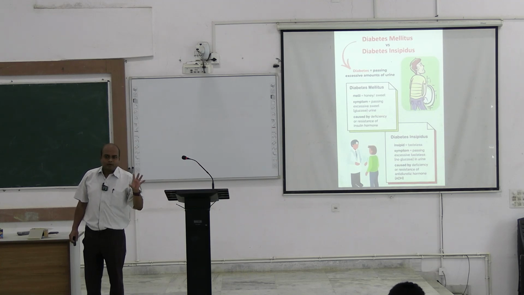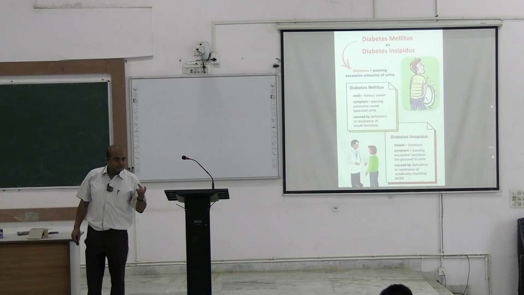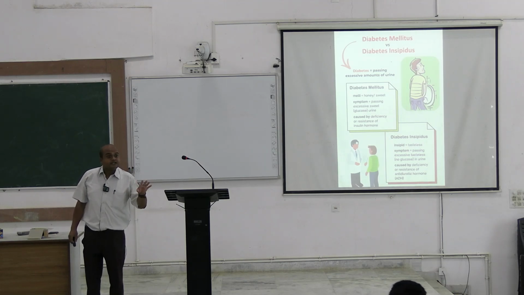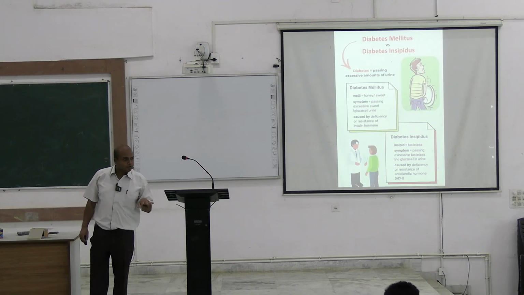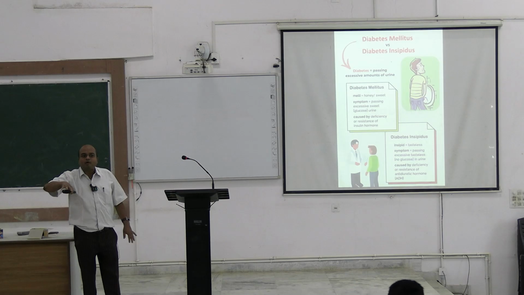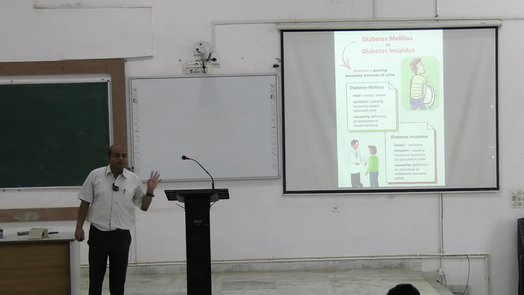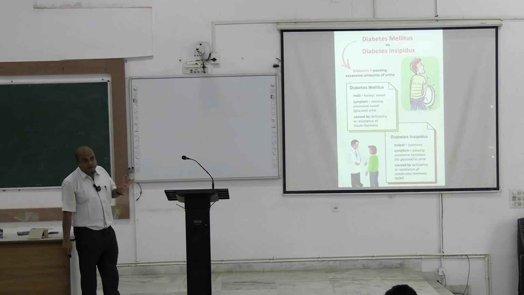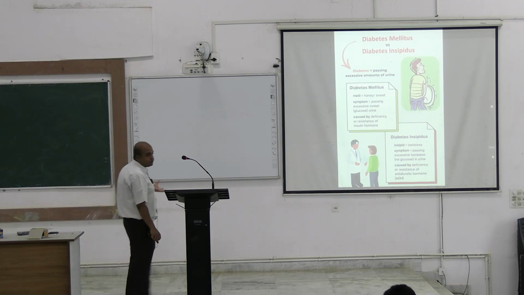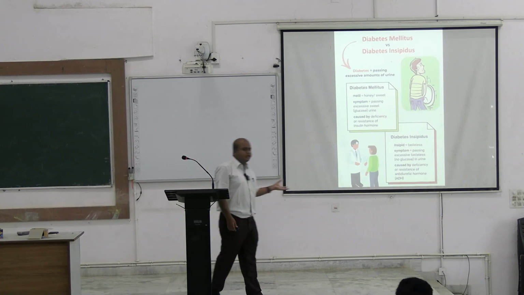If you are giving ADH from outside, but still there is no response, the body is not able to form concentrated urine, that means there is some problem at the level of the receptors. That is nephrogenic. But after giving ADH from outside, if the kidney responds, that means there is probably some problem in the pituitary, that means at the central level. That is how to distinguish between central and nephrogenic.